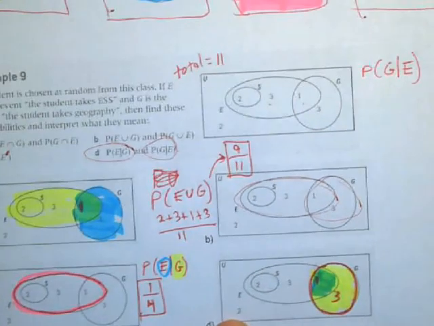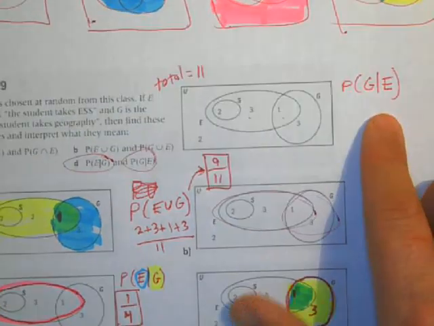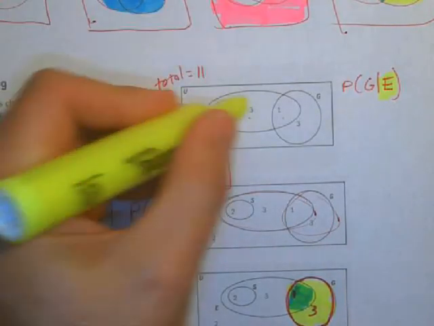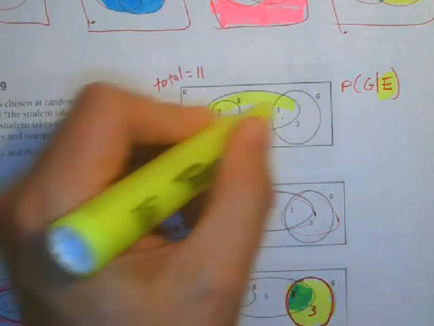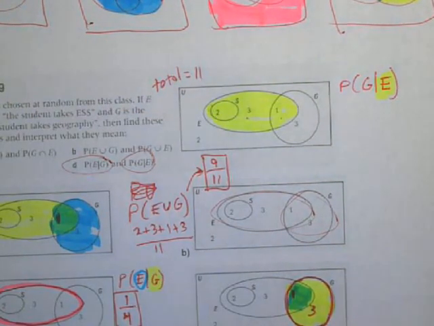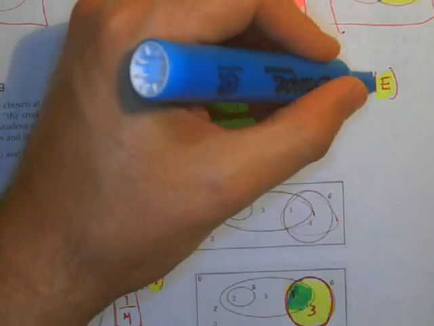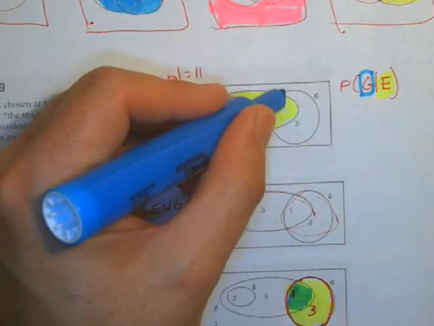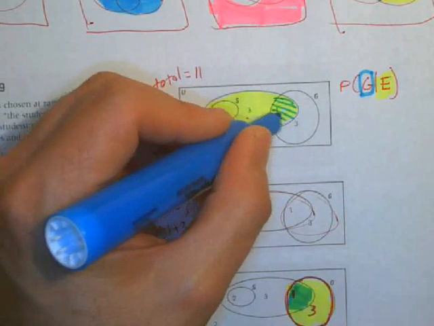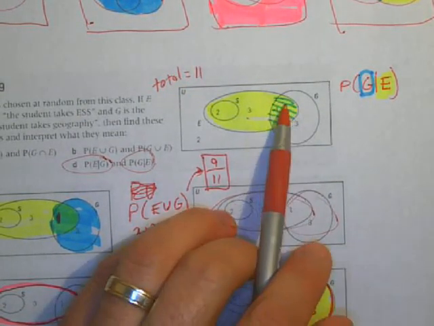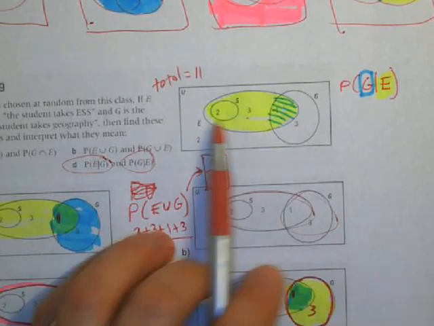Okay, so if I'm doing the probability of G given E, this time we're saying, given that you're inside circle E, I'm highlighting circle E. Our world only consists inside the yellow circle. What is the probability that you are also in circle G, given that you're inside the yellow circle? So this region here is region G, inside circle E, given that we're in circle E.